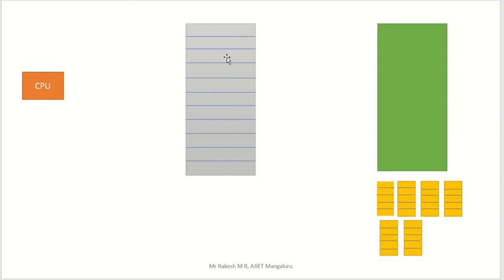But here one condition is that the size of the page and the size of the frame should be the same. This is called a frame and this is called a page, and the size should be the same. So if one page size is 40 KB, we can load a maximum of 2 pages.